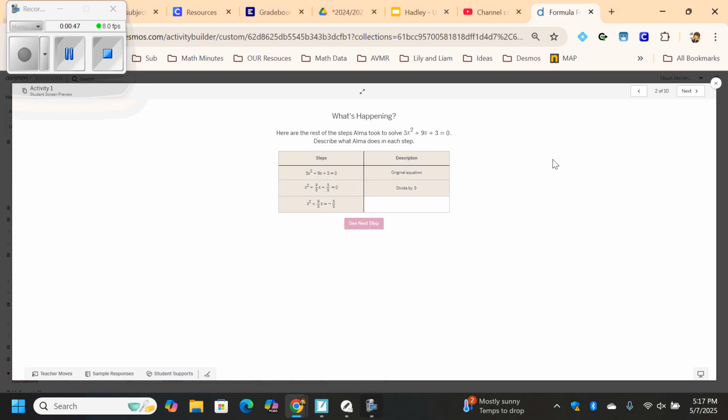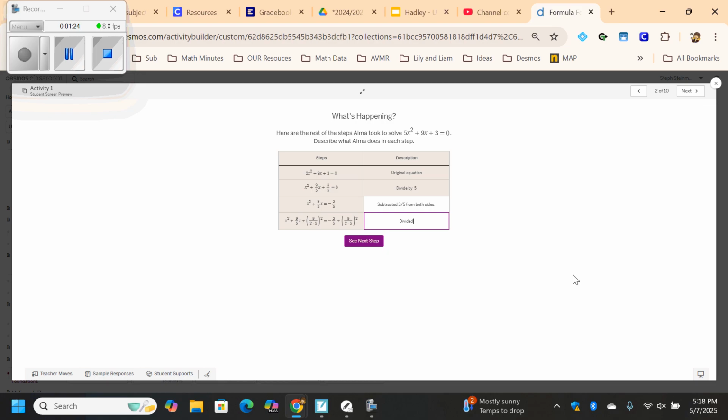We're describing each step. So the first step was the original equation, and then we divided everything by 5. Now she has subtracted 3/5 from both sides. And then we see her next step. In her next step, she divided 9/5 by 2, because we do b divided by 2, squared it, and added it to both sides. So she divided, that's how she got times 2, because dividing by 2 is the same as multiplying by 1/2.